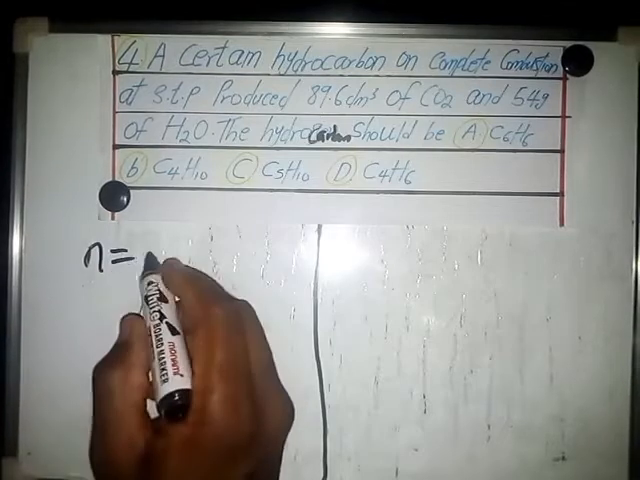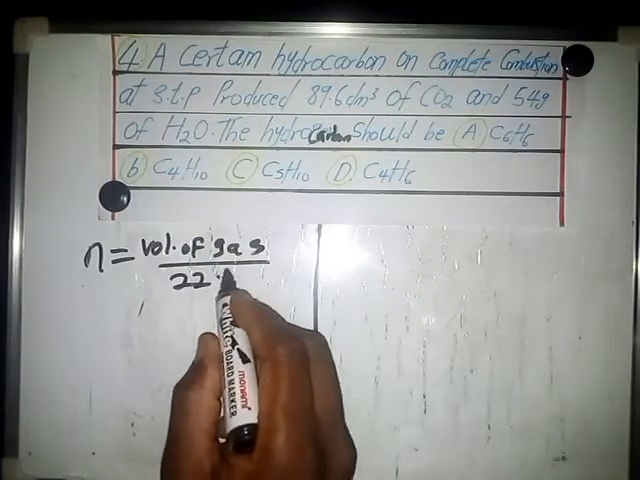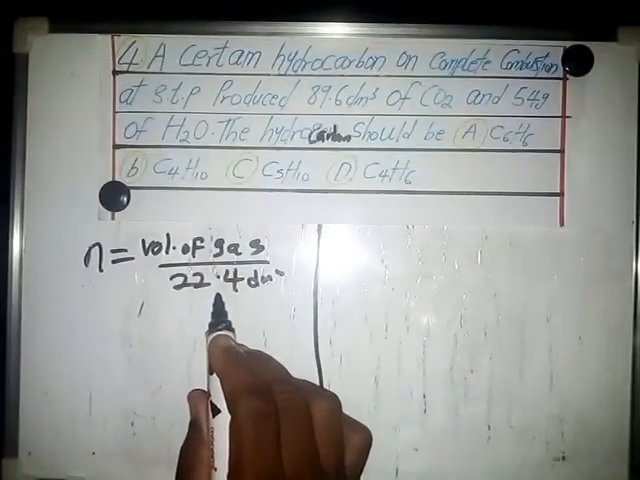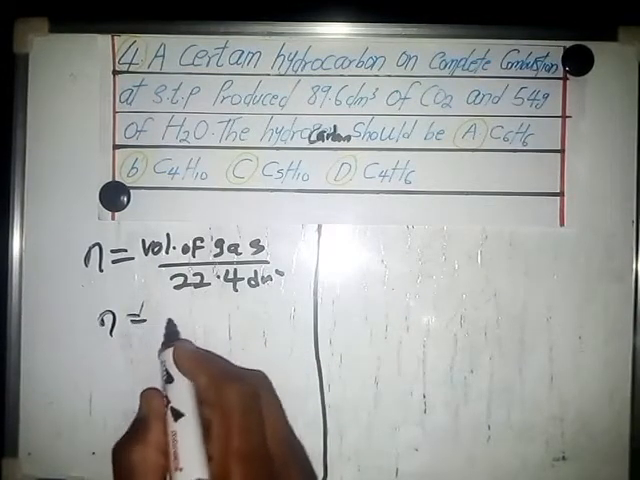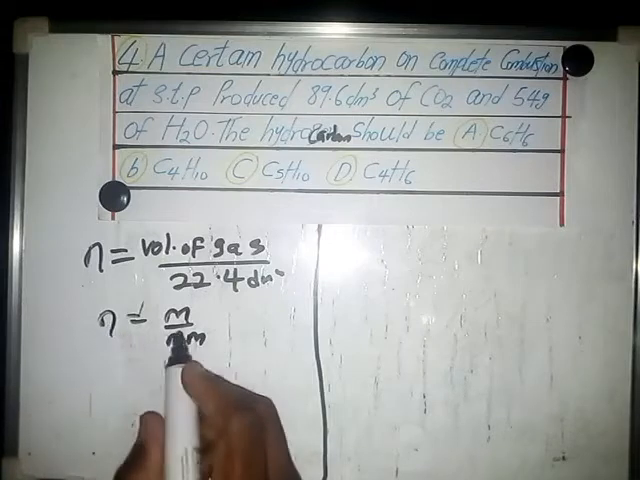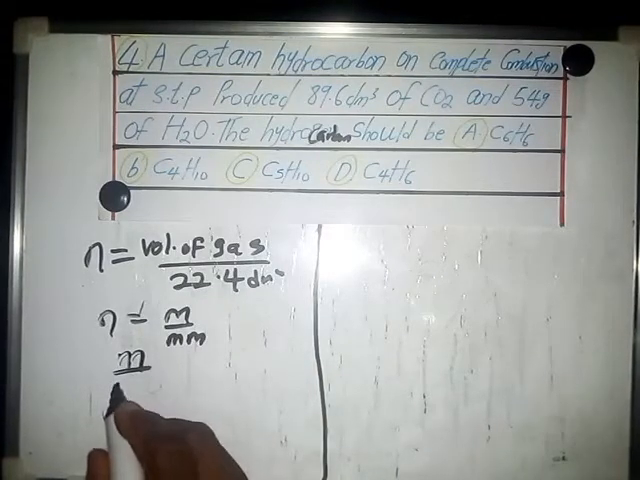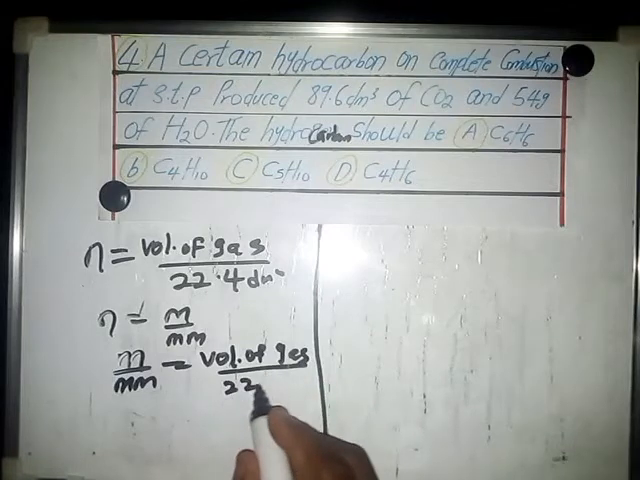Remember at STP, molar volume of gas, the constant there is 22.4. So we have amount in mole equals to the volume of gas over 22.4 dm³. Of course, this is a constant value. Any gas at STP, 22.4 dm³. And we also know that amount in mole is equals to mass over molar mass. So since n equals to m over MM, and n is also equals to volume of gas over 22.4, I can say that mass over molar mass is equal to the volume of gas over 22.4.